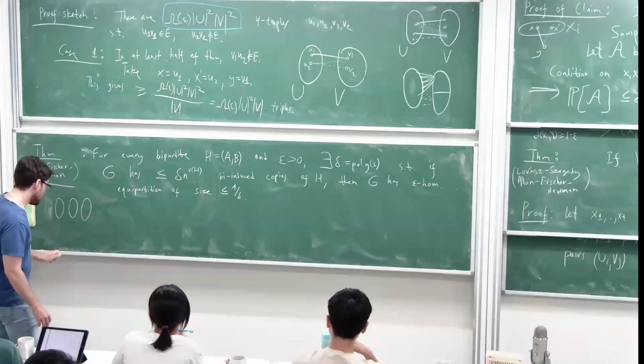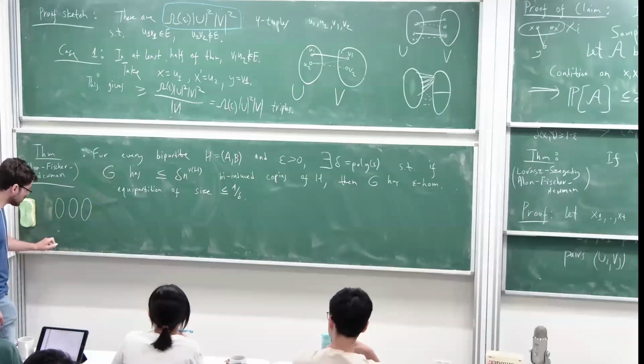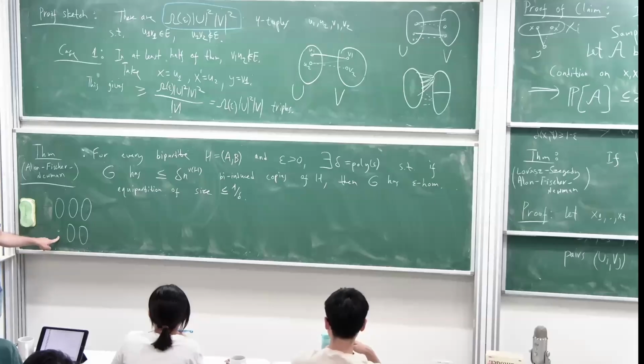And another thing which is true is that if what you forbid looks like this, so this is your forbidden tri-induced thing, where one of the parts has one vertex and the others you do whatever you want, then it is true that you have a homogeneous vertex partition.